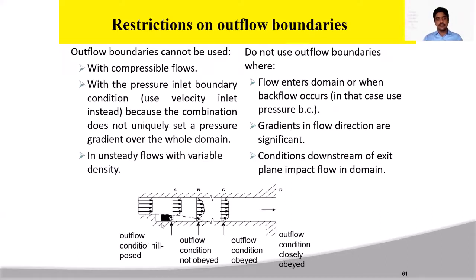You see here the geometry is best explained in this one. Here you can see A, B, C and D defining the geometry, and I have a cavity in this one. In this cavity there is a backflow occurring in this particular flow. At this point the outflow condition is not obeyed at all. At this point it is obeyed. At this D location the outflow condition is closely obeyed as the fluid is reaching out. So, to take out these points, you can take them as the do's and don'ts of fluid flow boundary conditions.